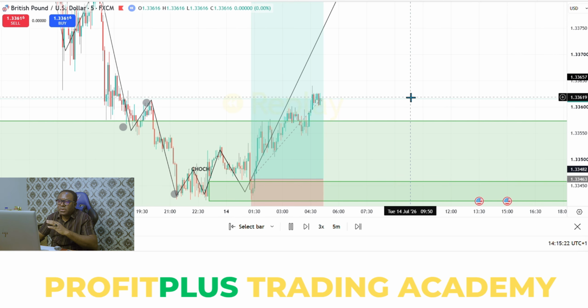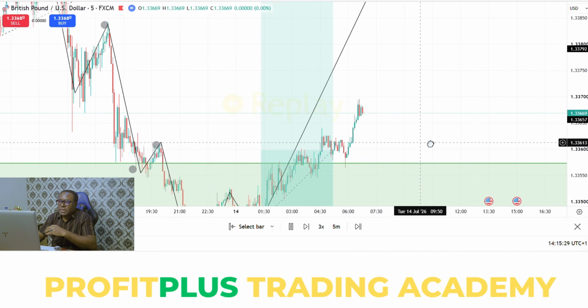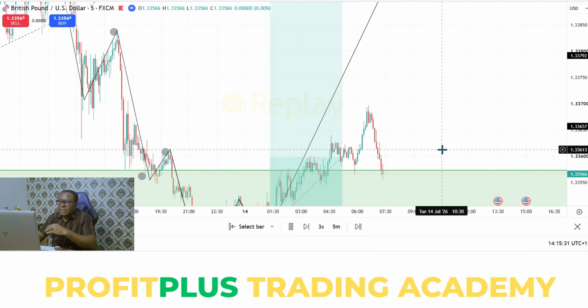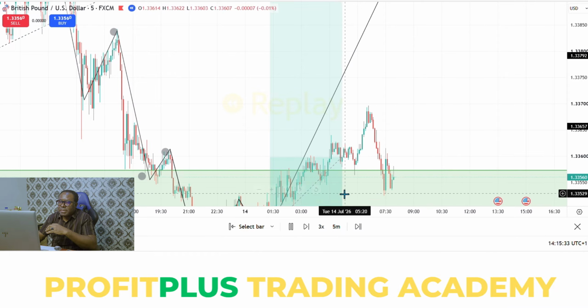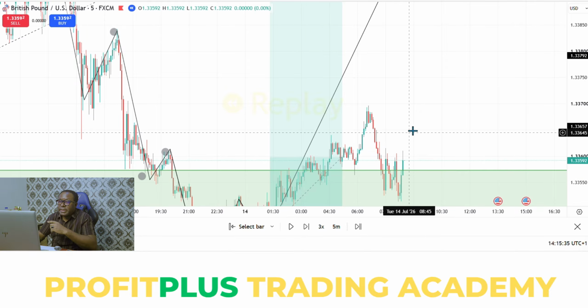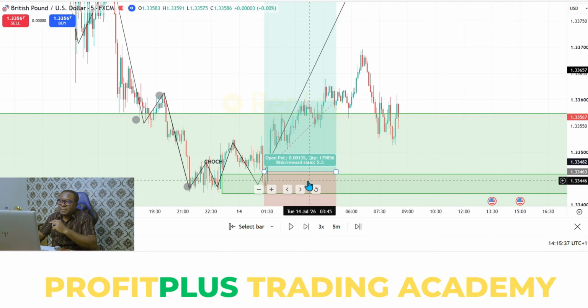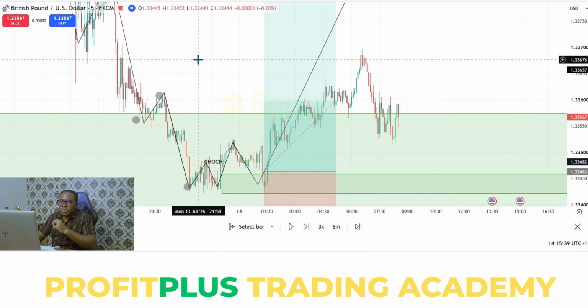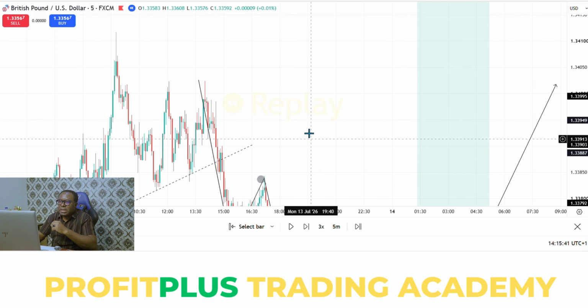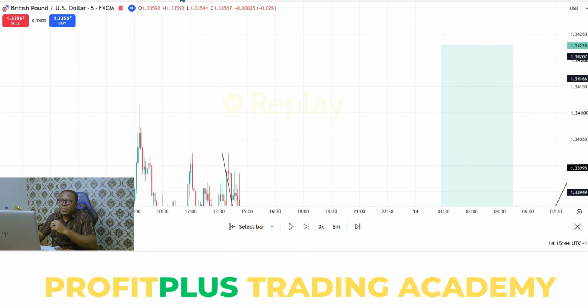This requires a lot of patience. It can look as if it is going to come back down into the zone, but this is it. Our targets at this instant, you can see market price came back into the zone after it had made some good profits. So where is our target? Our overall target is the high, the 4 hour.